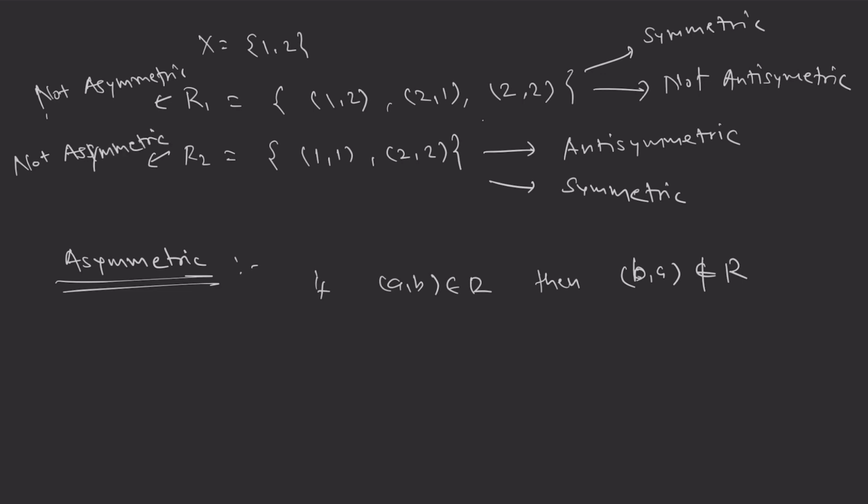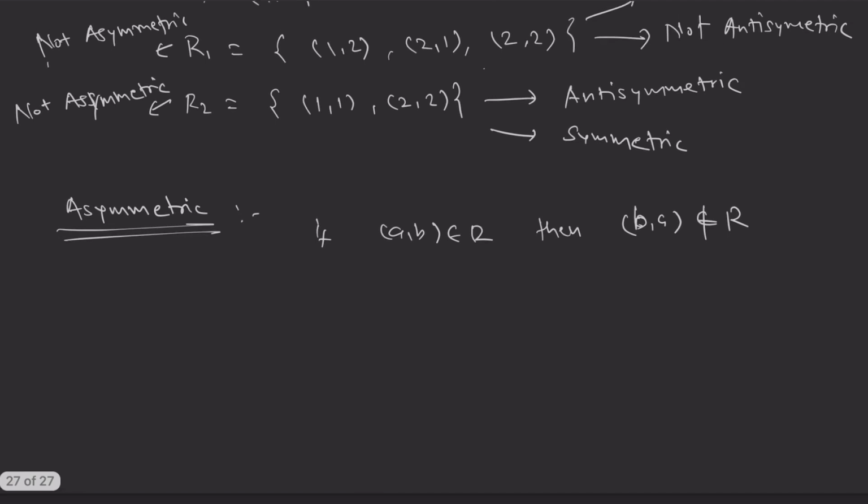Why is it not asymmetric? Because 1 comma 1 is there. This is a comma b. If I reverse it, that is b comma a, what is it? B comma a is 1 comma 1 again, and 1 comma 1 is there in this definition of relation. So this contradicts our definition that if a comma b is there, then b comma a should not be there. So these two relations are not antisymmetric.